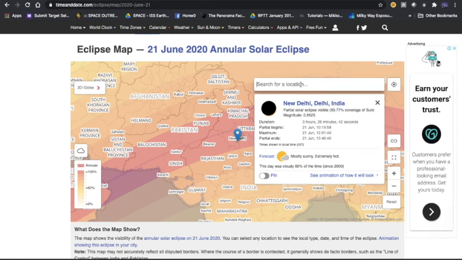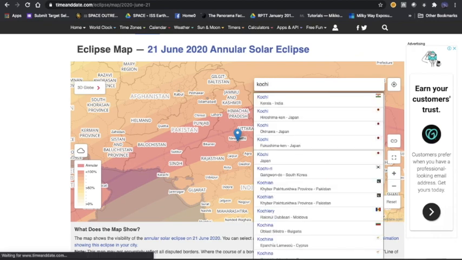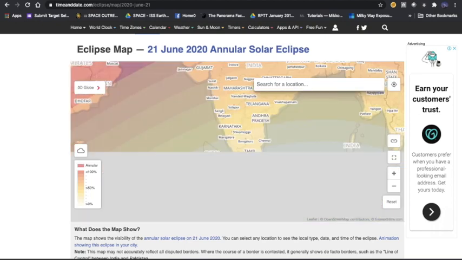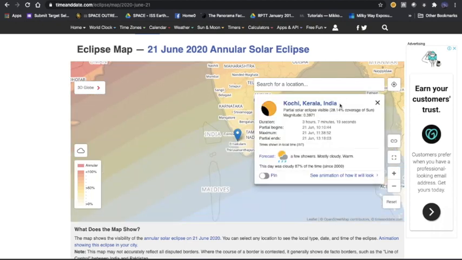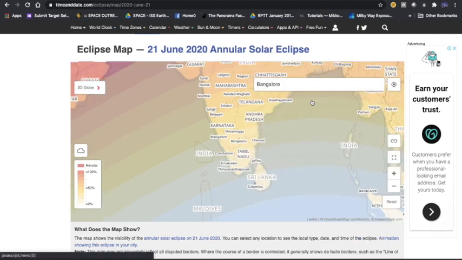Let's go down south and search for, say, Kochi. Can we see an eclipse? Yes, we can see an eclipse, but it's 28% of the sun that will be covered, not the entire sun. Timing is also given. The eclipse will start at 10:10, maximum eclipse will be at 11:38, and the eclipse will end at 1:18. Let's come a bit north, say to Bangalore.